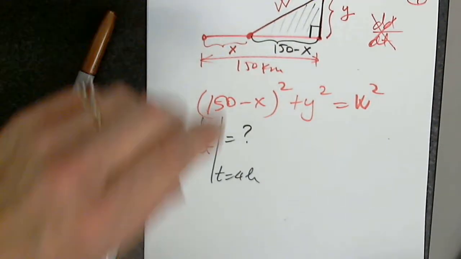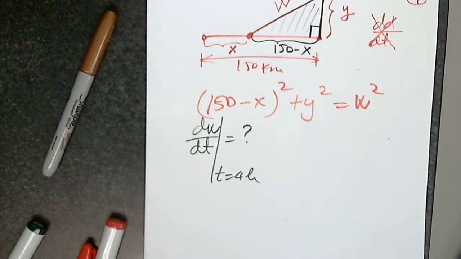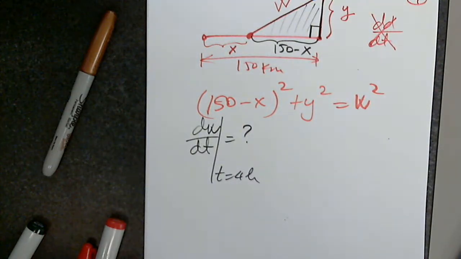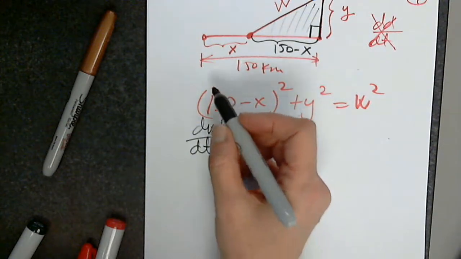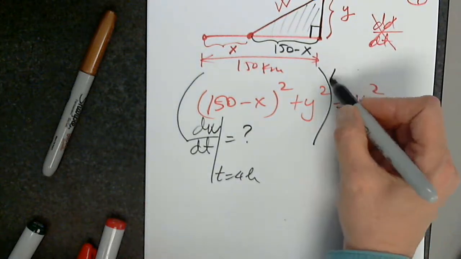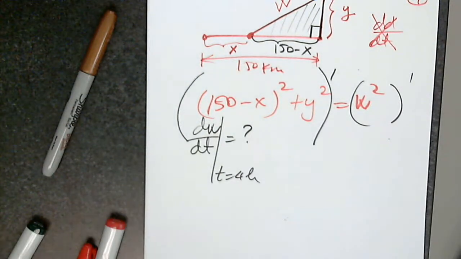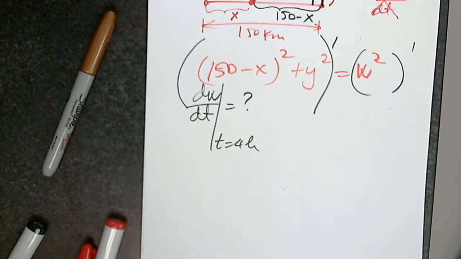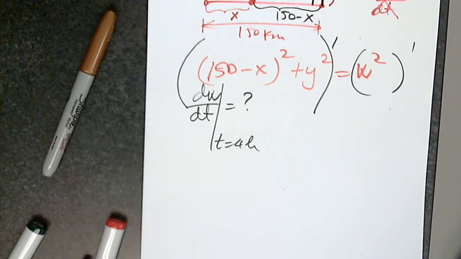It is more difficult to differentiate a square root than to use implicit differentiation in this case. Although I can solve for W, I can. But it's more difficult to differentiate a square root than simply do what? Good. So let's differentiate the left-hand side.